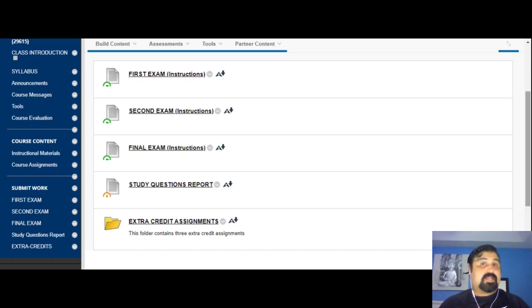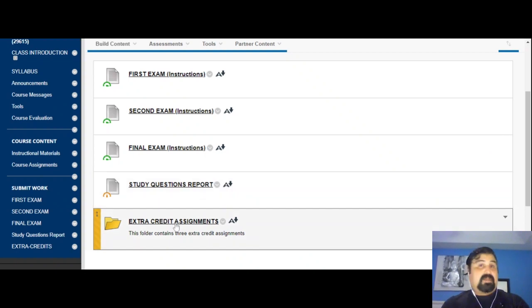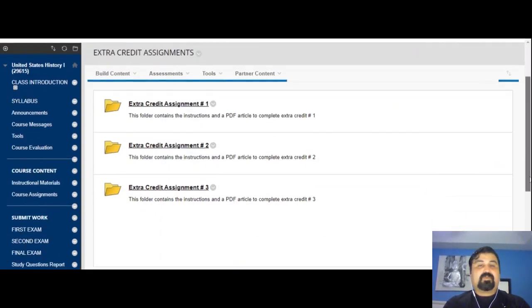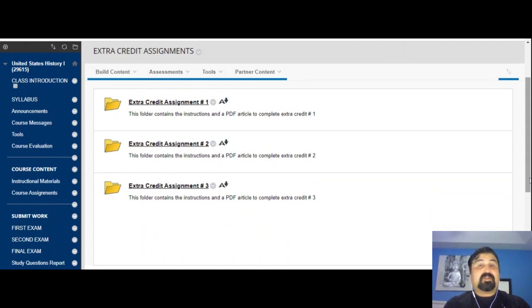What are the instructions of the second exam? The final. What are the instructions of the study questions report? Okay. Where can I find the extra credit assignments? Okay. Where is it? Everything is under course assignments there. Okay. All the instructions are already there. You click on extra credit assignments. As I mentioned, there are 3 folders there, 3 folders with instructions and the articles that you need to read.